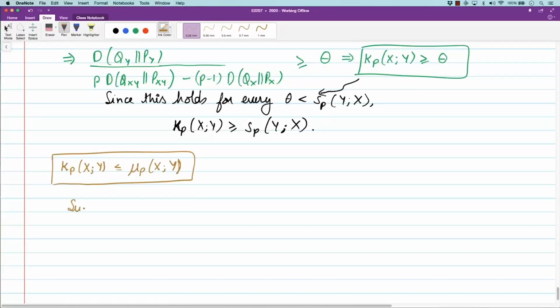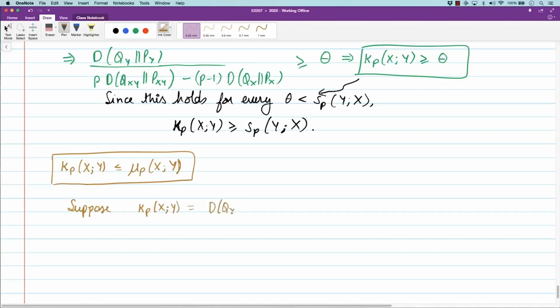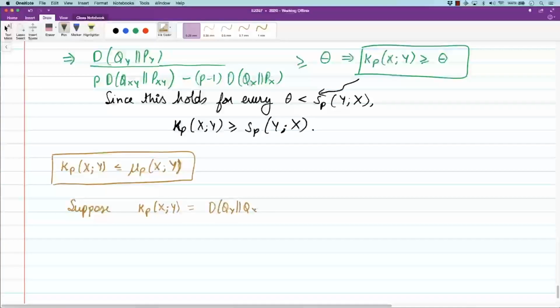So suppose, because you were writing kappa as a max, although it's a sup, so this is a little bit informal, but that's fine. Suppose kappa p xy is attained by a particular distribution q. Suppose this is equal to this.